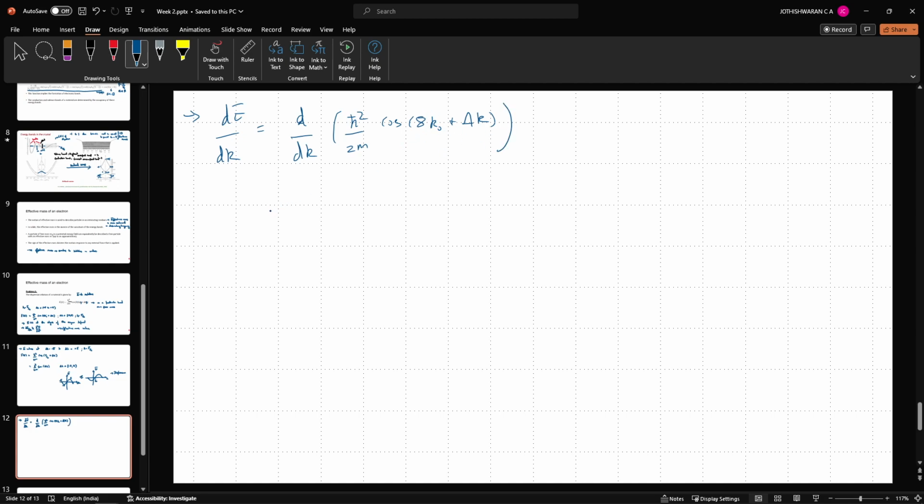When taking the derivative of this function, we will get minus 8 h squared upon 2m sine of 8(k naught plus delta k). Now why is this factor of 8 important? Because if I shift k naught by k plus pi by 4, this function will achieve periodicity. So that part should be understood.